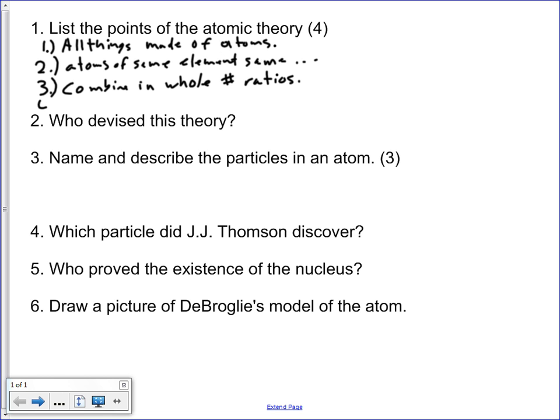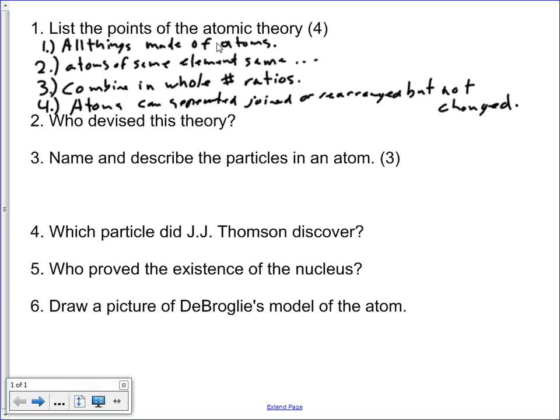And the fourth one is that atoms can be separated, joined, or rearranged, but not changed. Meaning you can't turn lead into gold is essentially what we're saying with the fourth point. So if they have something about not being able to change an atom's structure, you can give them a mark for having essentially the gist of the fourth point. So 1 mark each for those points.